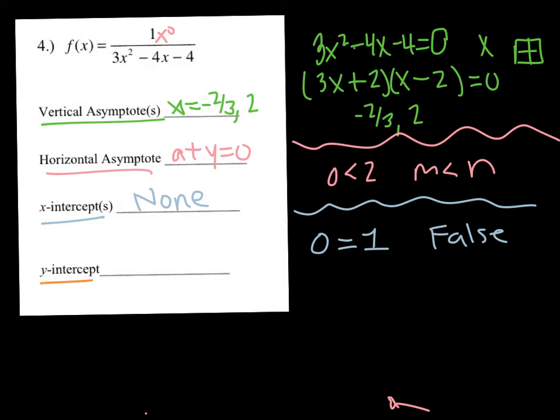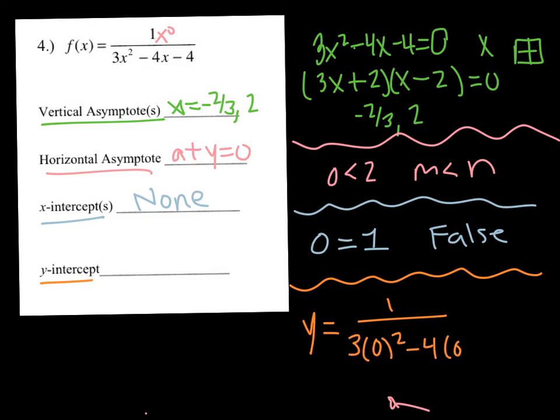And then your y-intercepts. Any x you see, just make 0. So y equals 1 over 3 times 0 squared minus 4 times 0 minus 4, which ends up just being negative 1/4. So just one y-intercept, negative 1/4. Same process every single time.